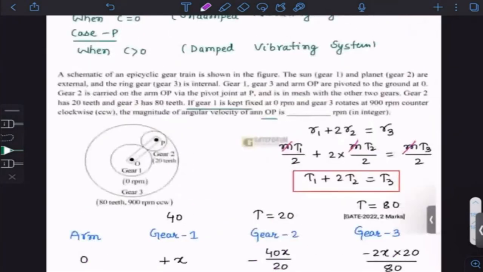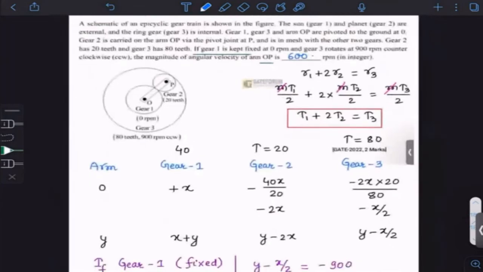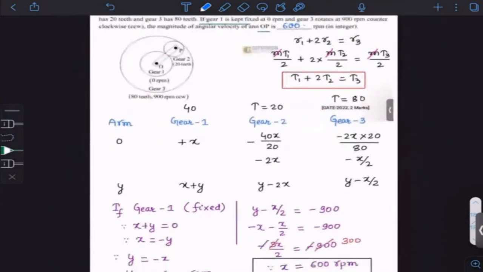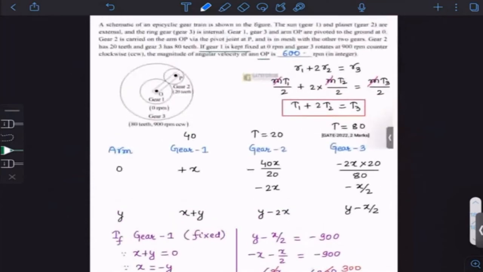So here what is asked? The magnitude. Magnitude means 600 only. Therefore, the right answer for this sum is 600. Clear, everyone? Note down, guys. I've already discussed this. How can you solve? Note down, everyone.